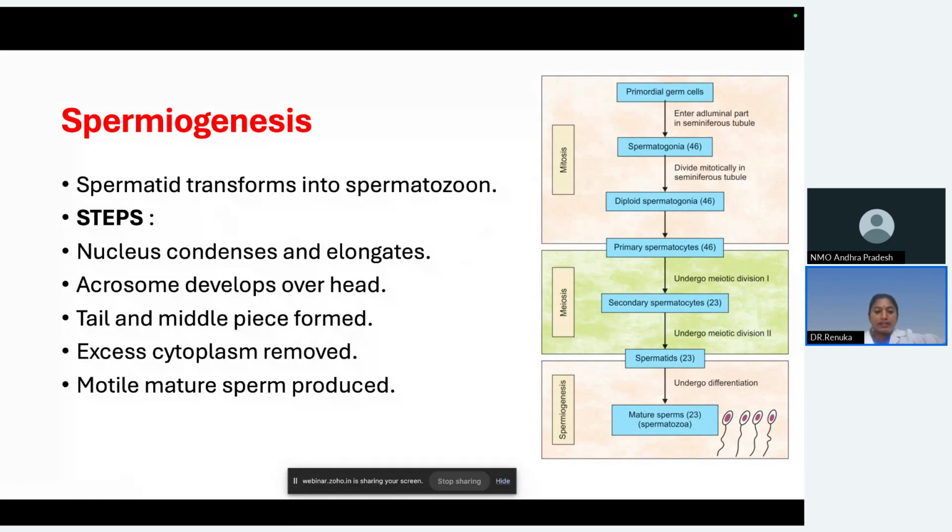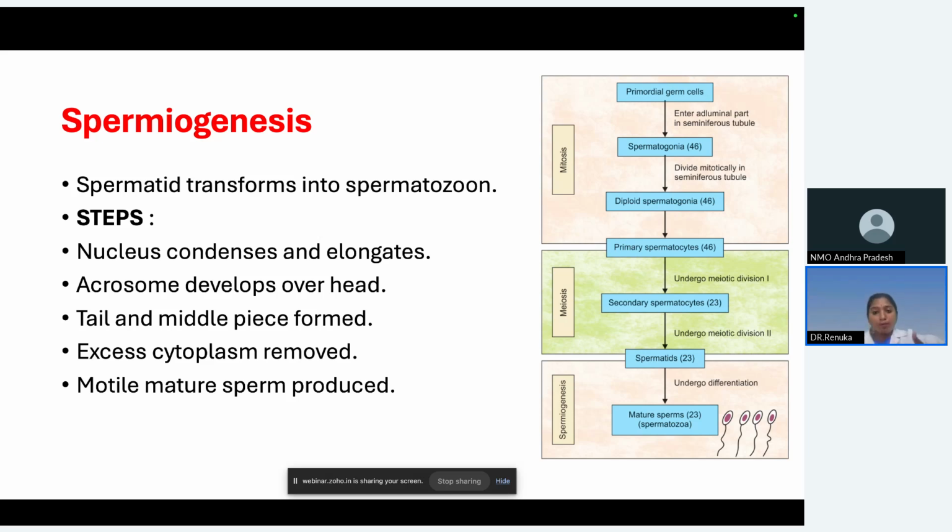What are the changes that happen to form a sperm? In the spermatid, firstly, the nucleus condenses and becomes elongated. Can you see it here? The acrosome is developed over the head. Tail and the middle piece are formed. All the excess cytoplasm will be removed. So finally, it has the tail and so on. So it is motile. It can swim also. A motile mature sperm is produced. These are the changes that occurred.